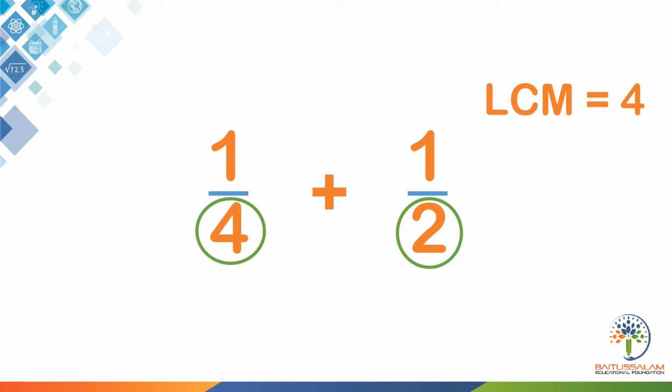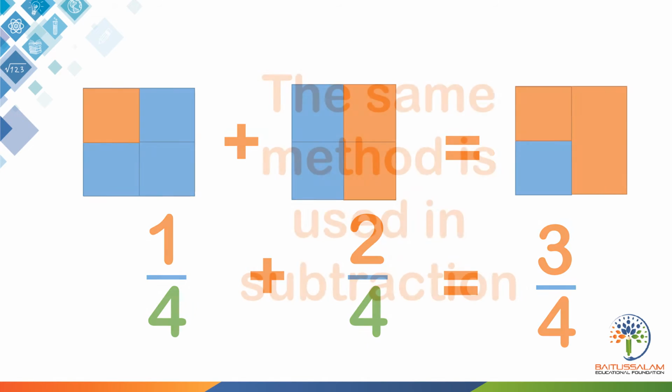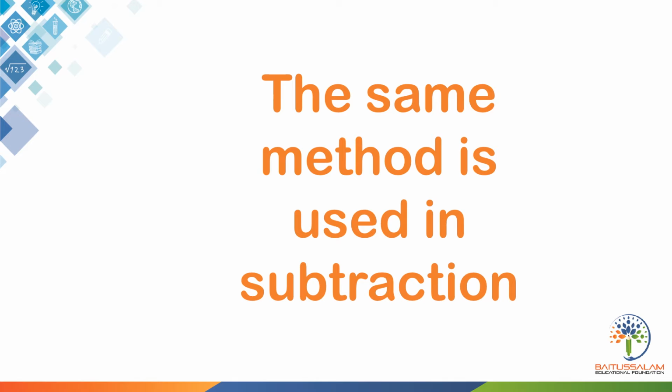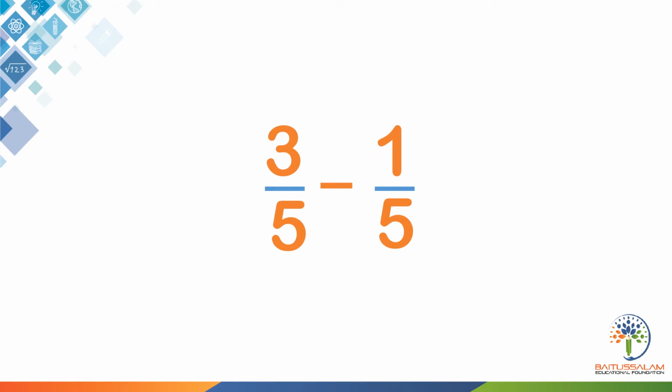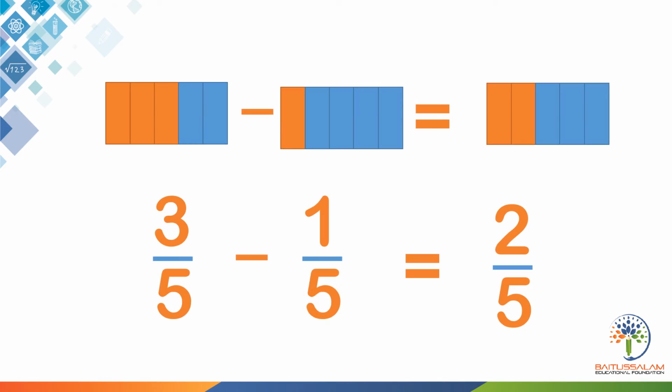Once the LCM is calculated, both the denominators are made equal to the LCM. The first one is already 4. To make the second one also 4, we multiply both the numerator and denominator by 2. Once both the denominators are same, we just add the numerator. The same method is used in subtraction. For example, 3 upon 5 minus 1 upon 5. Both the denominators are same, so we simply subtract the numerator and keep the denominators same. The question is solved diagrammatically also.